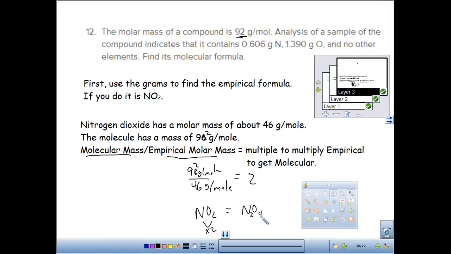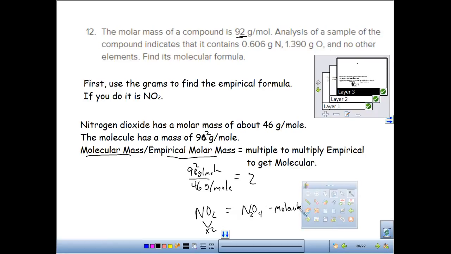Okay, now here's the cool part. It still has the right percent comp. This would be the molecular formula. And if I go back and I do the percent of nitrogen and I multiply it times the total of this, I get the exact numbers, so it still works.